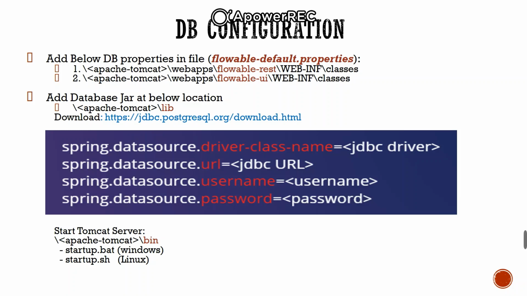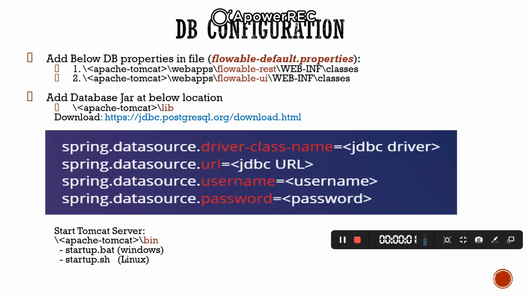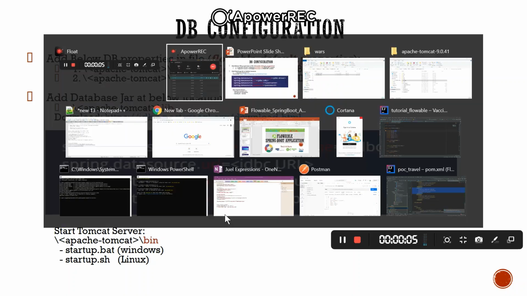Second step is you need to download the respective jar from the respective site. Like for Postgre, I'm giving the download URL as well; you can download the jar and put it into the Apache Tomcat lib folder. And last, once you are done with that, you can start the Tomcat server by going to the bin directory and using startup.bat or startup.sh based upon the type of operating system you are using.